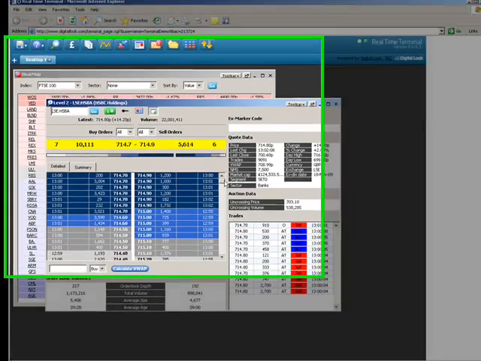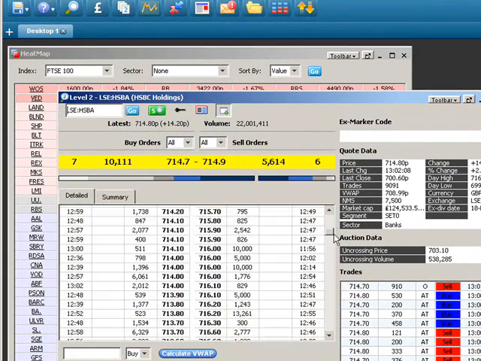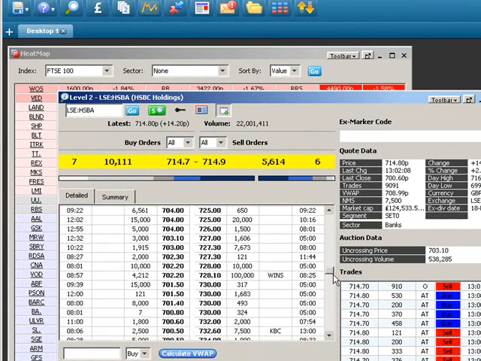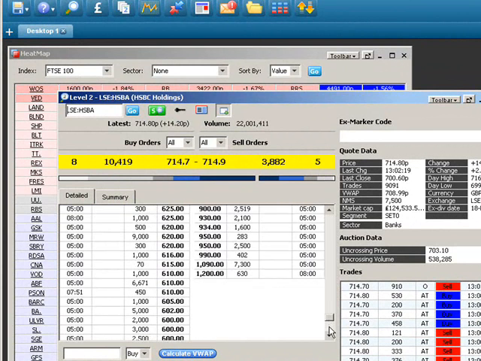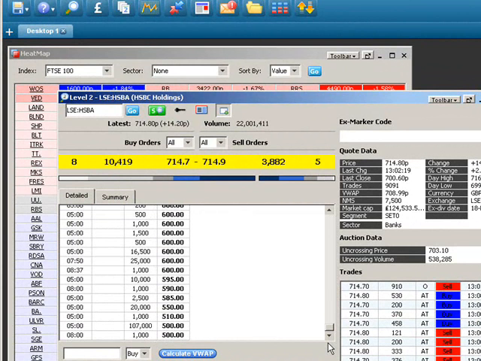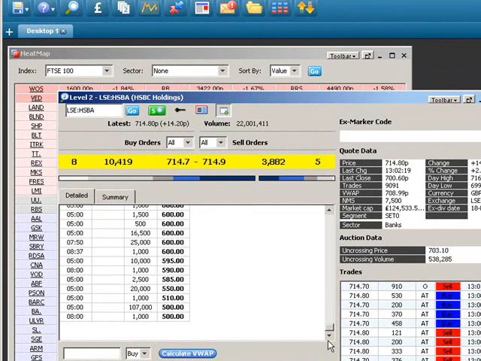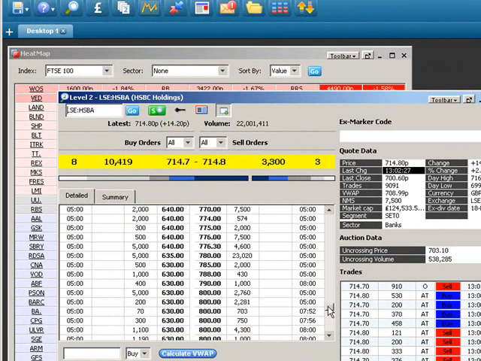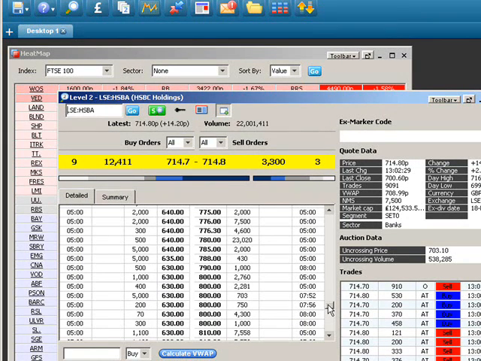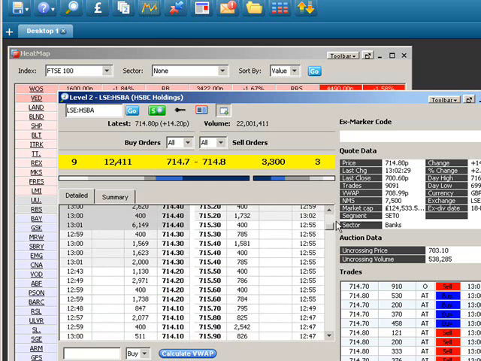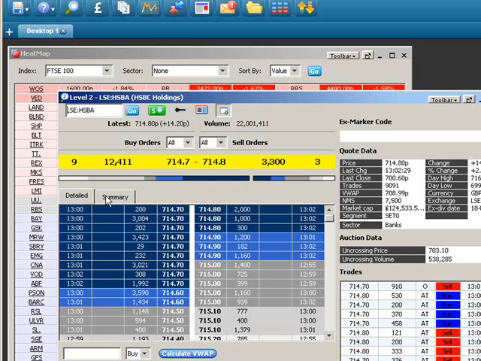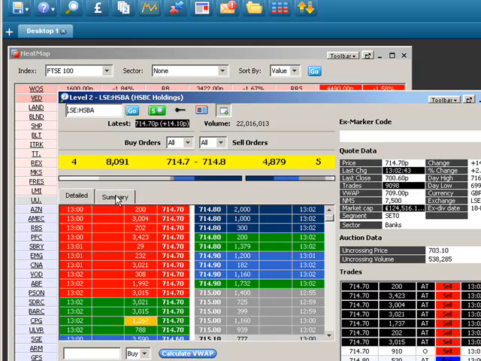Now on the right hand side here we have a scroll bar, and we can scroll all the way down and see the various different orders at each individual price point, going all the way down to 500p on the left hand side of the price, which is the bid price. When I talk about the left hand side of the price, I'm talking about the bid price. When I talk about the right hand side of the price, I'm talking about the offer price. So you can see each individual order at each individual price point, and that's the detailed view of the order book. What I'm going to now look at is the summary view.